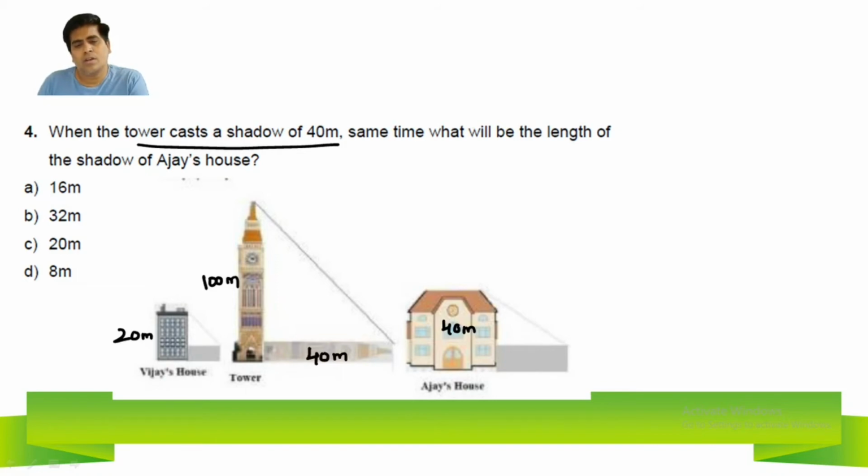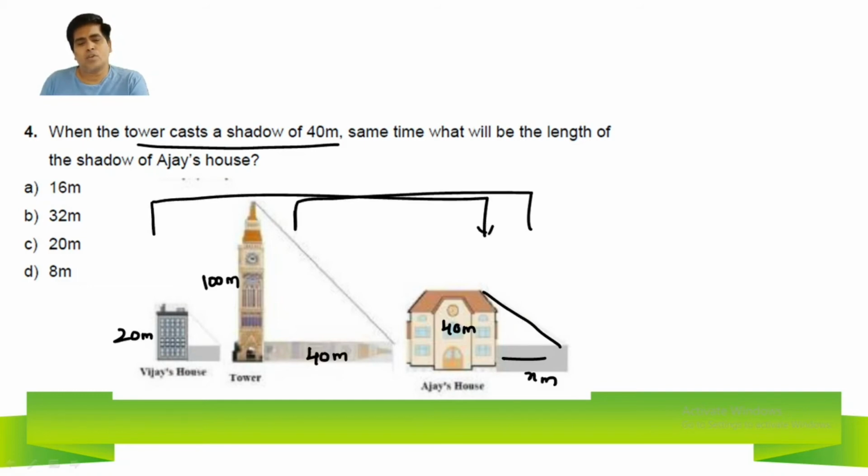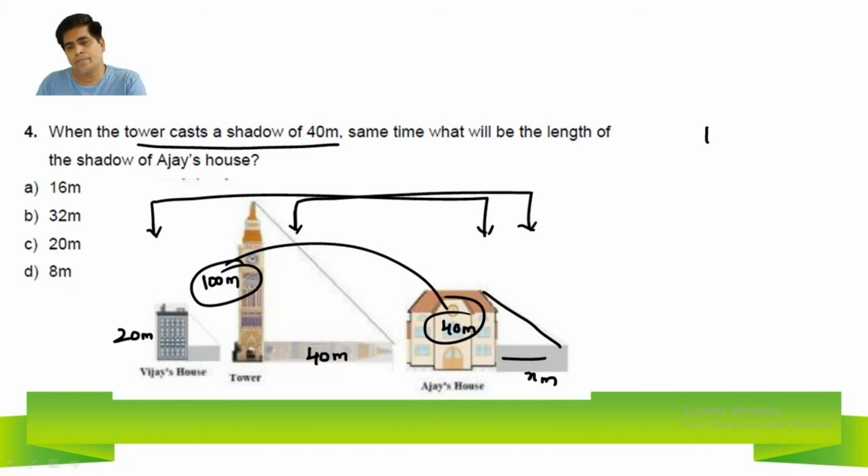40 meters. Now what is the shadow of Ajay's house? I am taking Ajay's house shadow as x meters. Now again you can compare these two triangles, or these two triangles also you can compare. Whatever your comparison, you will get the same answer. So I will compare the tower with Ajay's house. Height by height: first I will take the tower height as well as the height of Ajay's house, 100 by 40, is equal to 40 by x. Shadow by shadow, tower shadow by Ajay's house shadow.